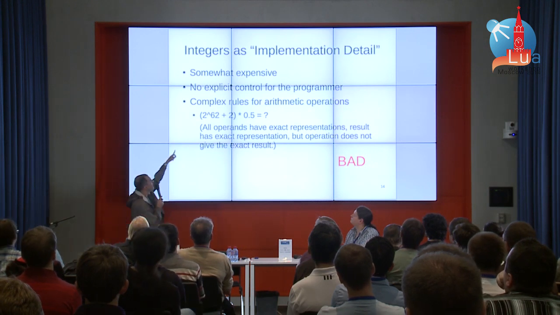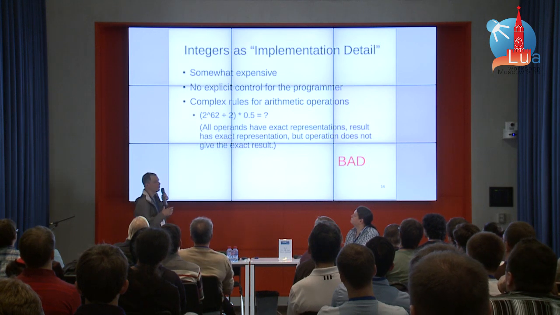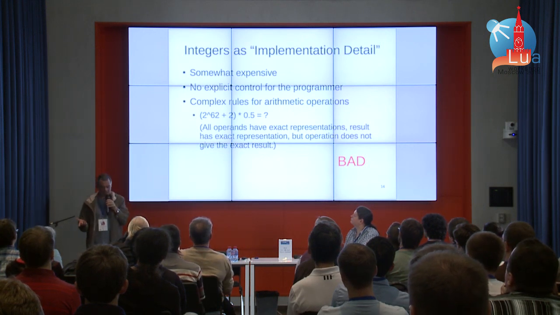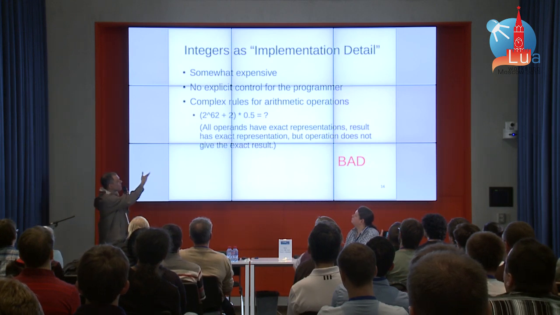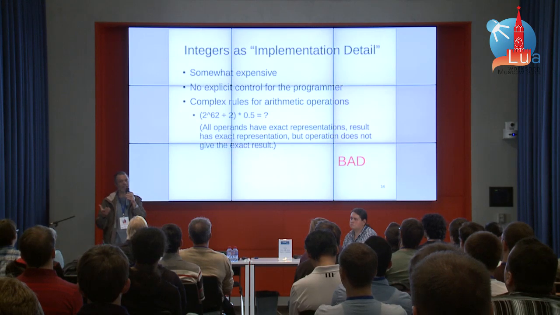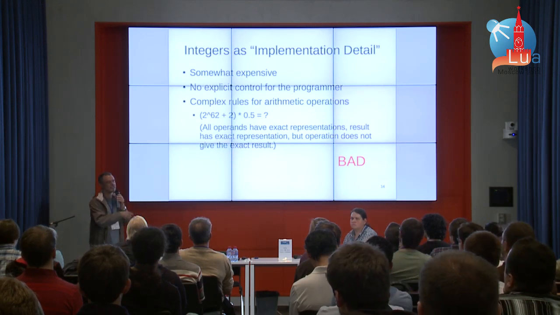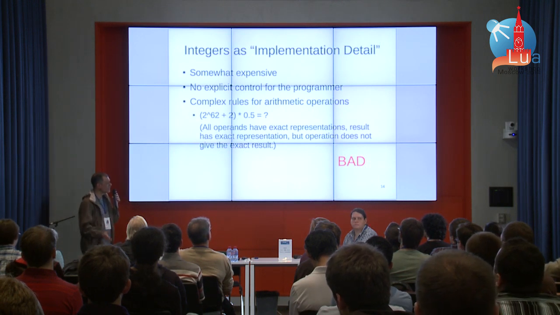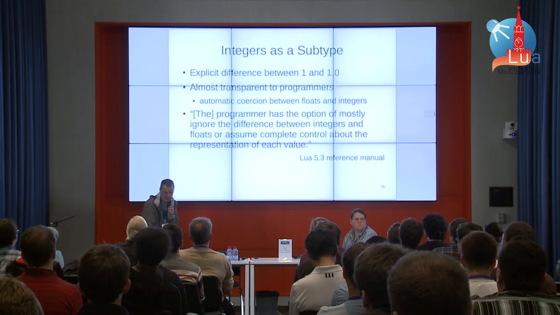For instance, if you have some computation where you have a very large integer, and then you multiply it by half, all numbers there are exactly representable, one as float, the other as integer. The result is exactly representable as an integer in 64 bits, but you cannot do that computation in common hardware, unless you write a very complex algorithm for multiplication of your own, not using hardware. You cannot explain that to the user unless you explain all the details that you are pretending the user doesn't have to know. So this is not very good either.